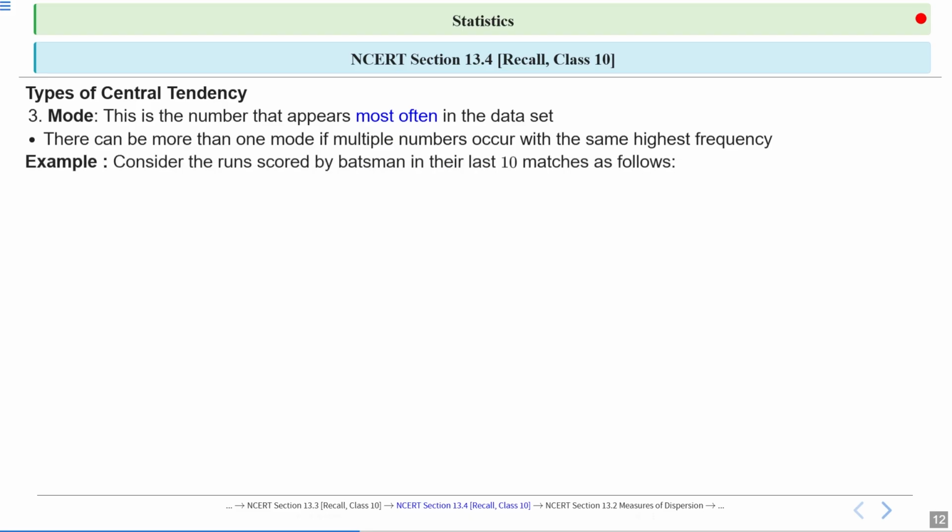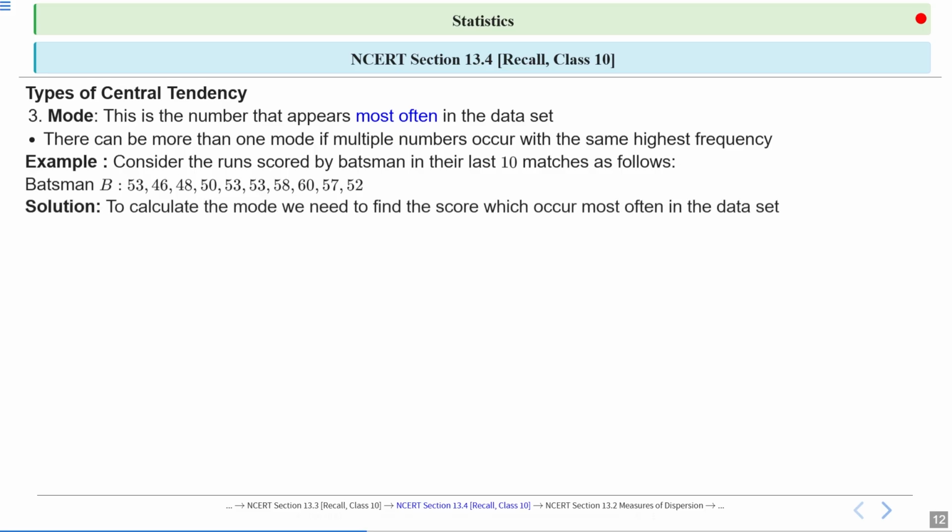Let's look at an example to better understand the concept of mode. We consider the runs scored by batsmen in their last 10 matches as follows. For batsman B, the data are 53, 46, 48, 50, 53, 53, 58, 60, 57, 52. Here we have to find the mode of the given scores.